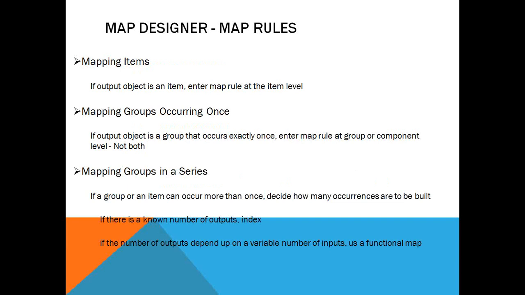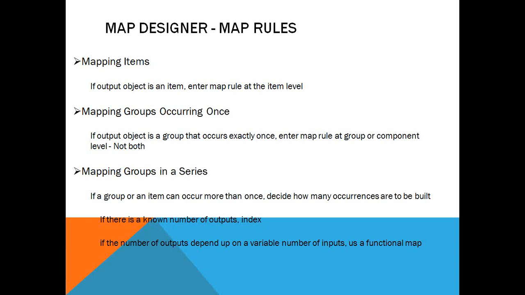Then mapping items. If your output object is an item, enter the map rule at item level. So we have seen that item. We have three classes, right? I mean item, group, and category. You will do the mapping for either item or group. So if your output object is an item, we have to enter the rules at item level.